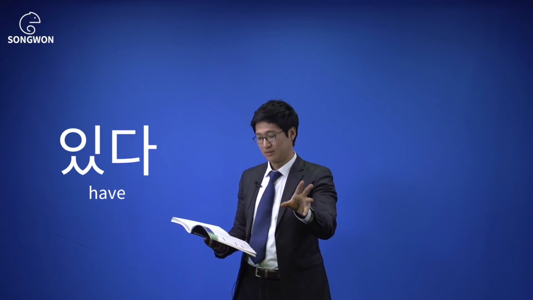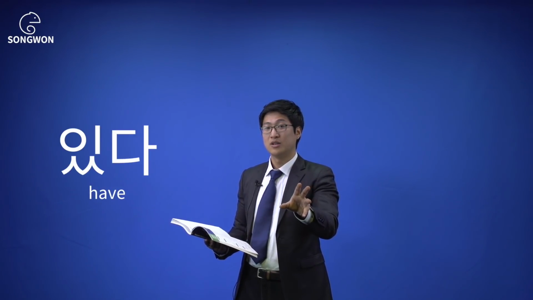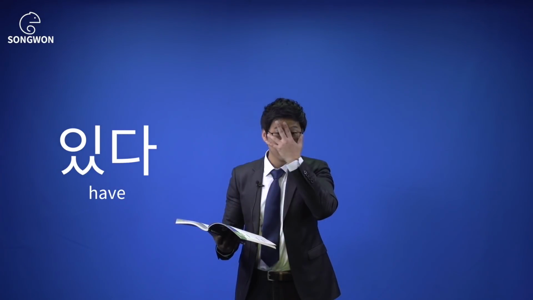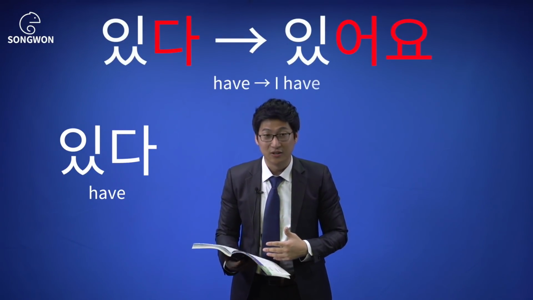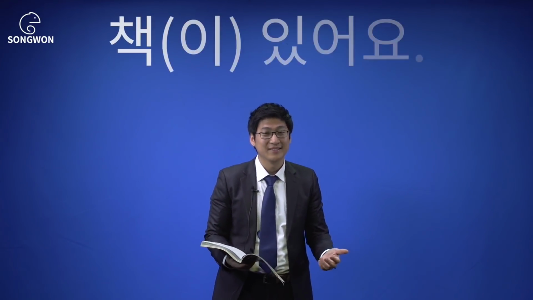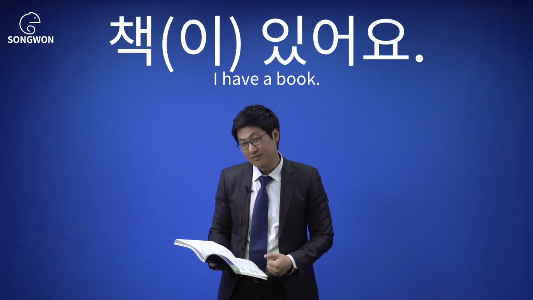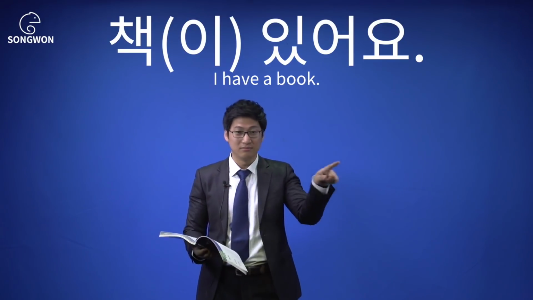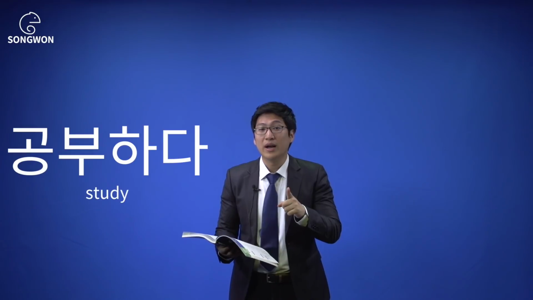How about 있다? Does it have a bottom letter? Yes. So how do we say I have? 있어요. Right. Then how do you say I have a book? 책 있어요. Right. That's how you conjugate present tense. I have, not I had or I'm having. All right. Third one. 공부하다. What does that mean? Study. Good. Then how do we say I study?